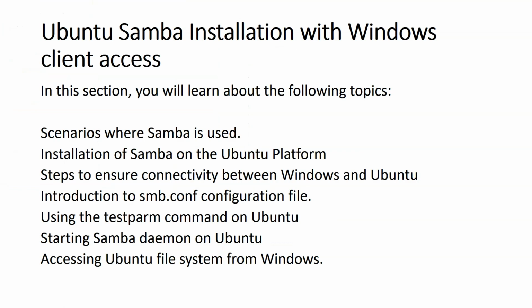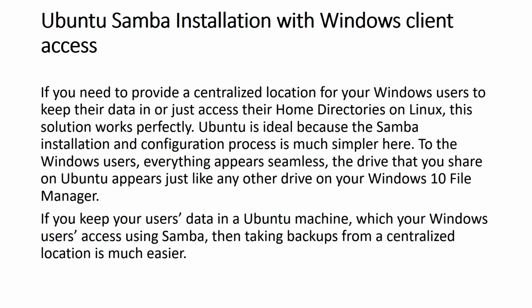Welcome to the section Ubuntu Samba installation with Windows client access. In this section, you will learn about the following topics: scenarios where Samba is used, installation of Samba on the Ubuntu platform, steps to ensure connectivity between Windows and Ubuntu, introduction to the smb.conf configuration file, using the testparm command on Ubuntu, starting the Samba daemon on Ubuntu, and accessing the Ubuntu file system from Windows.